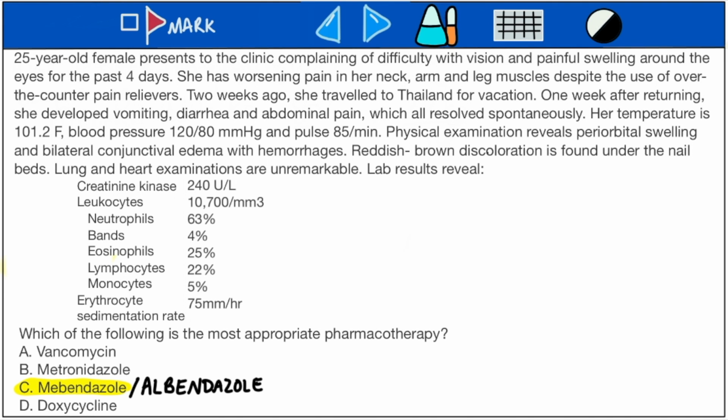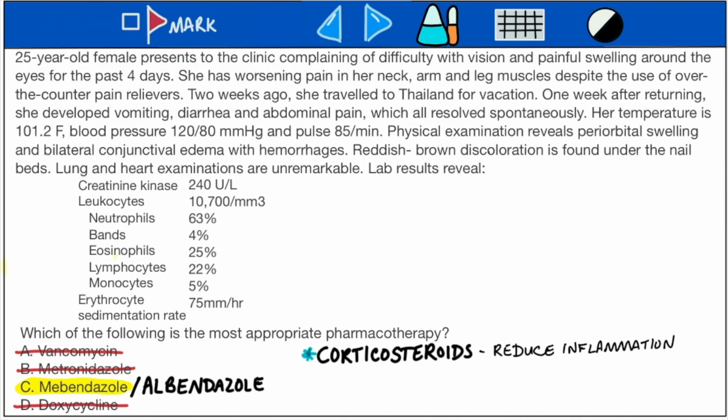Mebendazole or albendazole is the drug of choice in treating trichinellosis. From the other options listed, they are all antibacterial medications which are not ideal in treating this parasitic infection. Corticosteroids can also be added to reduce the inflammation.